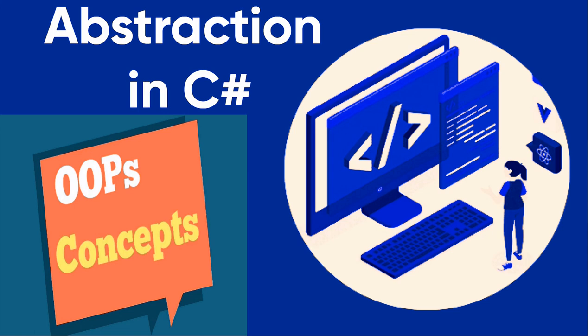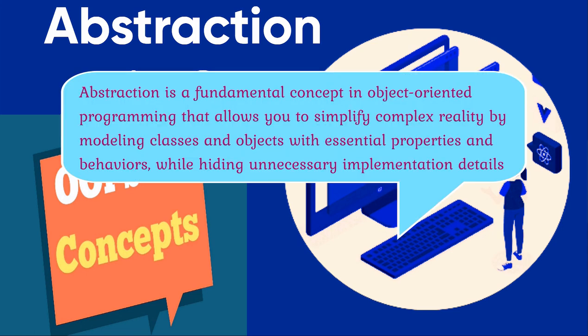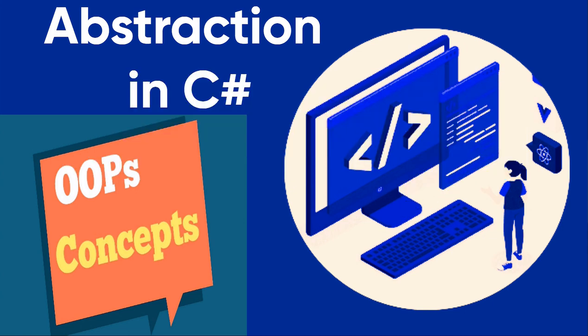What is abstraction? Abstraction is a fundamental concept in object-oriented programming, including in C#. It allows you to simplify complex reality by modeling classes and objects with essential properties and behavior, while hiding the unnecessary implementation detail. In other words, abstraction focuses on what an object does rather than how it does. This enhances code reliability, reusability, and maintainability. In C#, abstraction is typically achieved using abstract classes or interface.